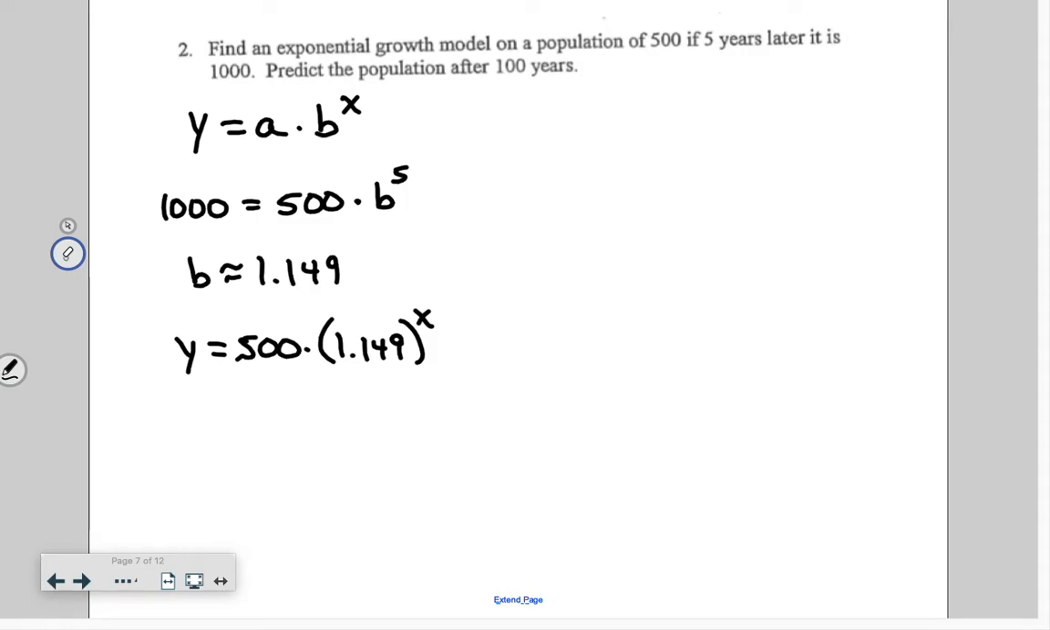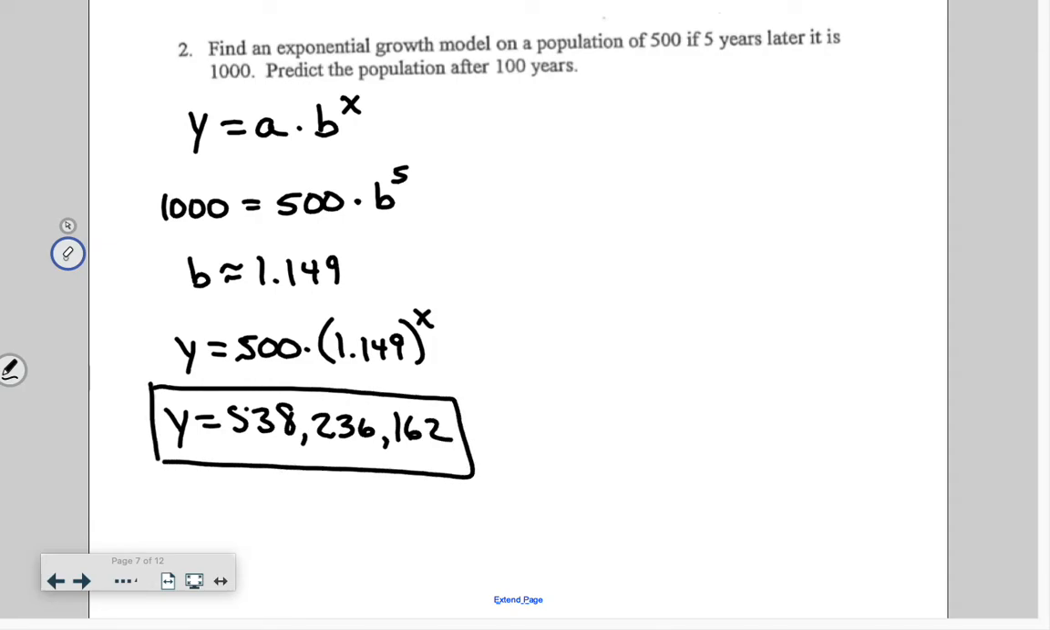And now the question is, what would we predict the population after 100 years? Plug in 100, see what you get. What you should get if you use this equation is a huge number. 538,236,162. So your starting population of 500, 100 years later grew to 538 plus million. There's exponential growth. 500 became 538 million.